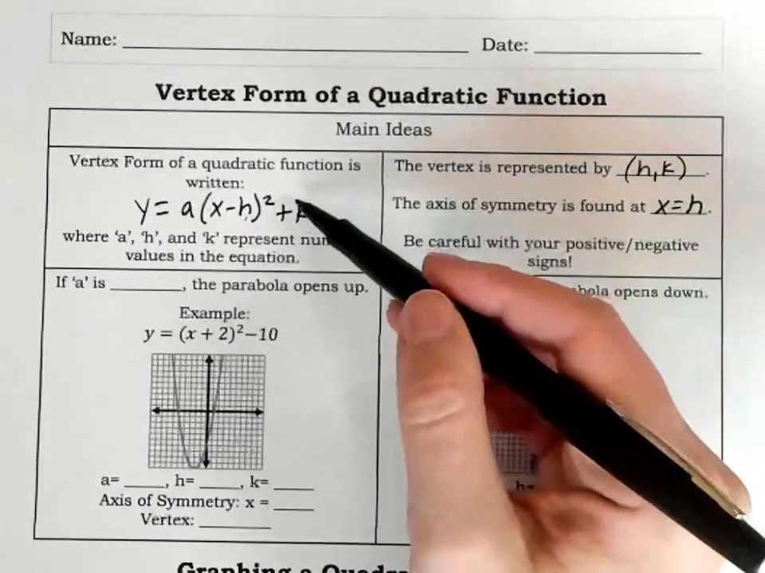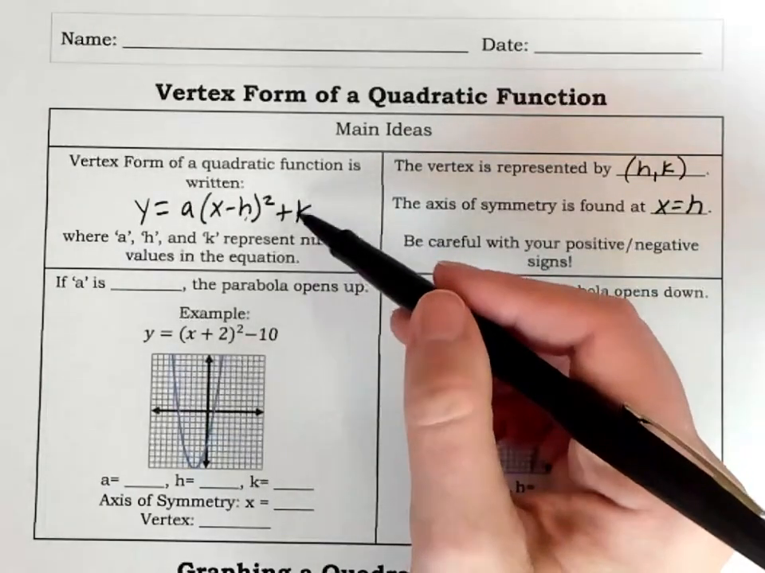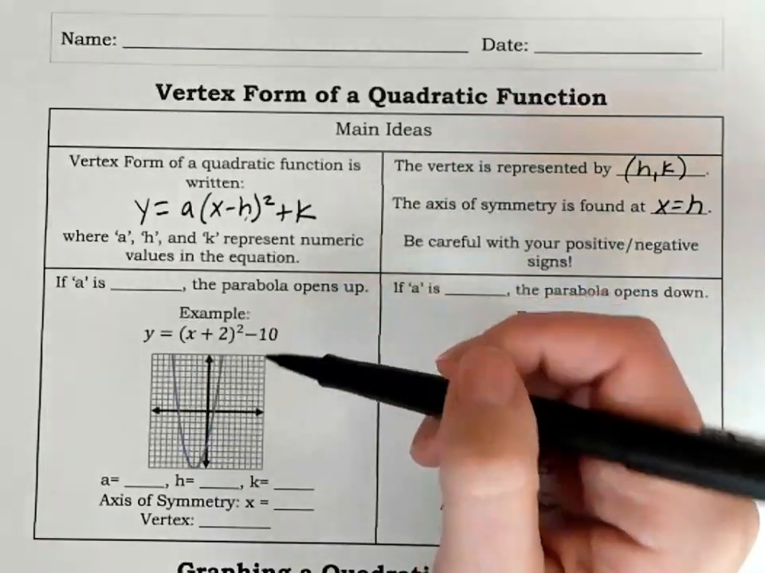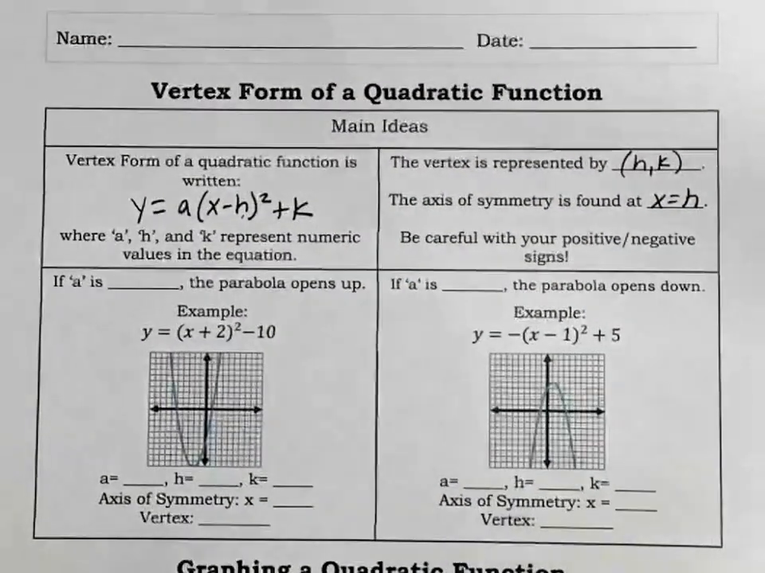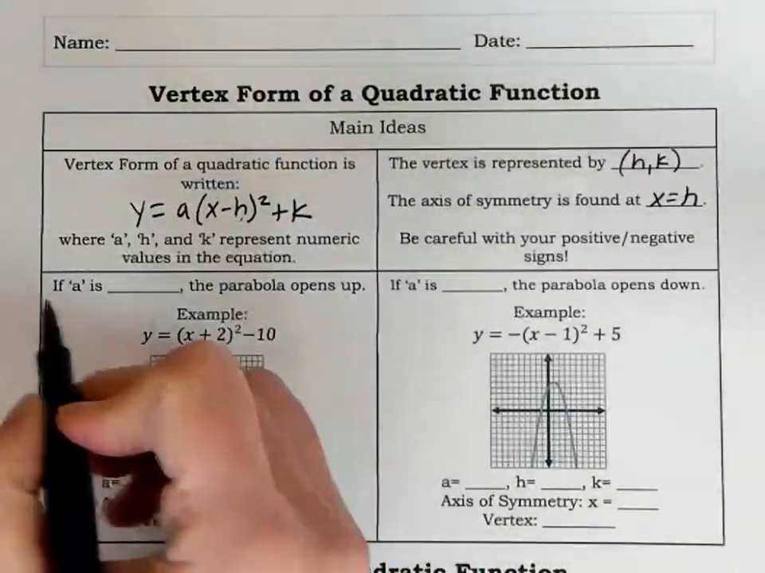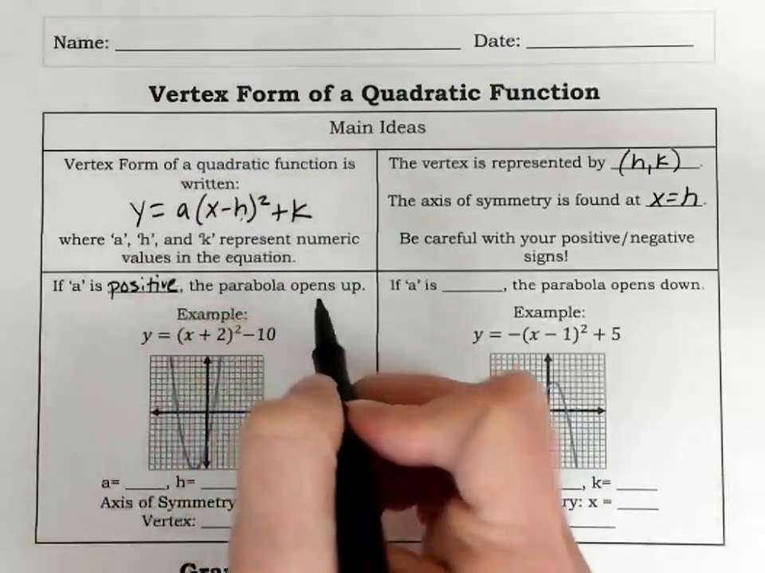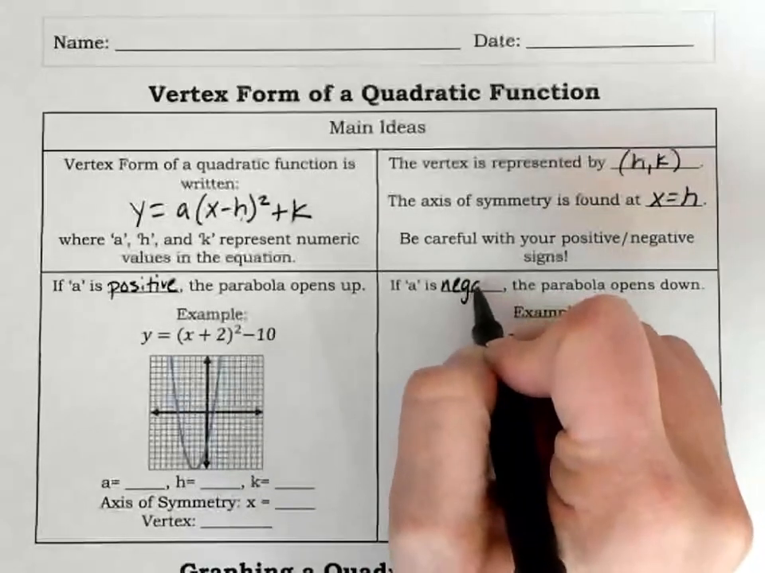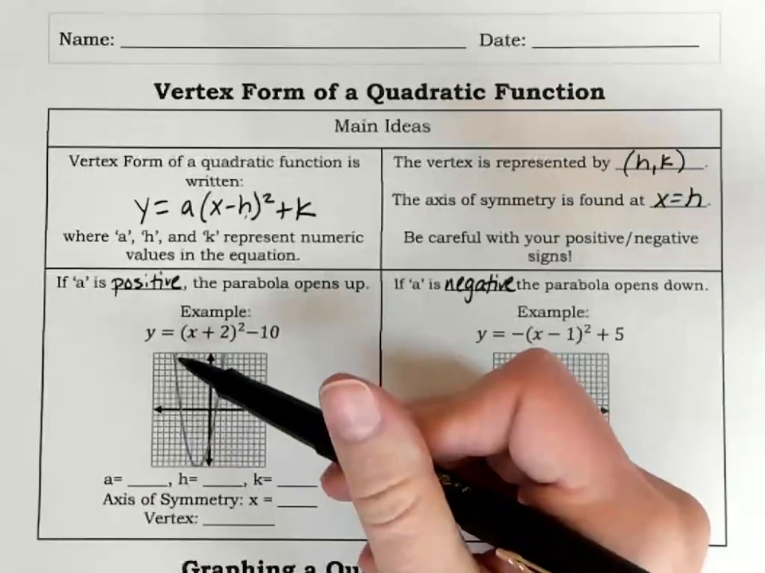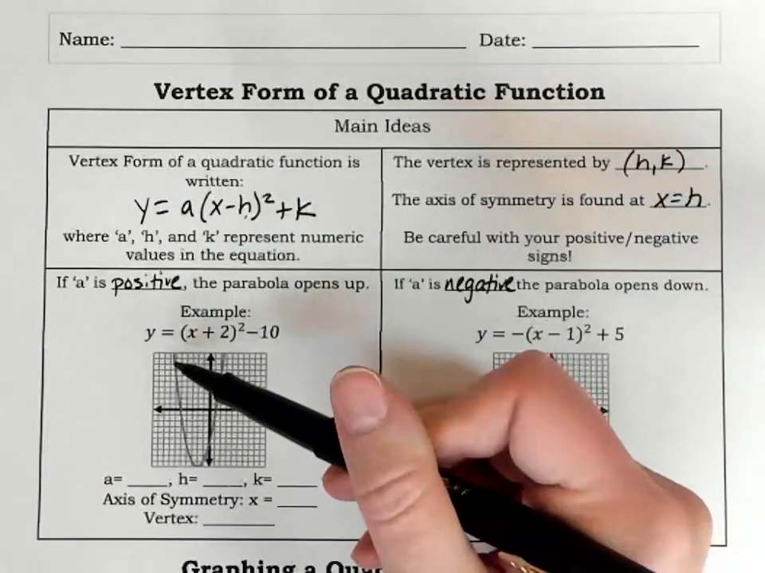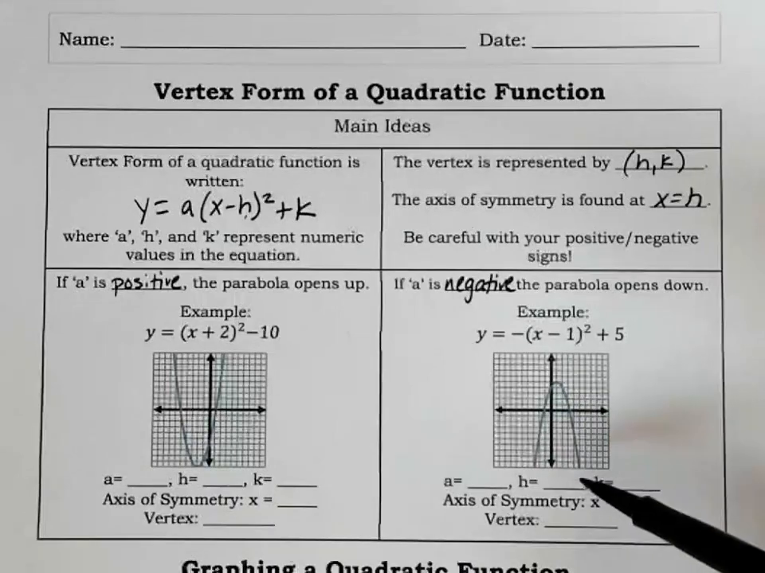K stays as it is. If it's a positive k, then it's a positive number, and if it's a minus sign there, then it's going to be a negative. So just that h value can get a little bit tricky if you're not careful. A couple of quick reminders: if a is positive, then the parabola opens up, and if a is negative, then of course it opens down, meaning it's opening up at the top of the graph, whereas down here it's opening down at the bottom of the graph.